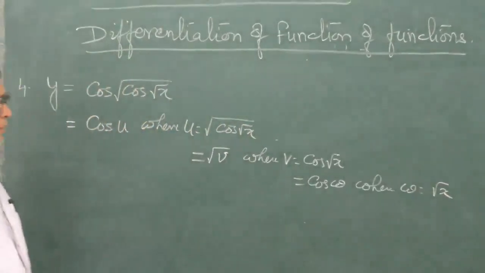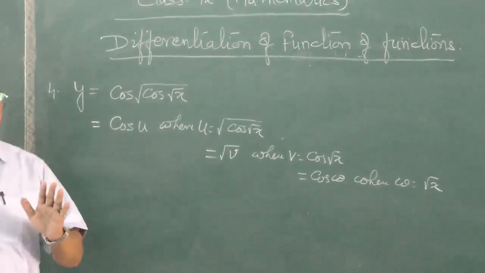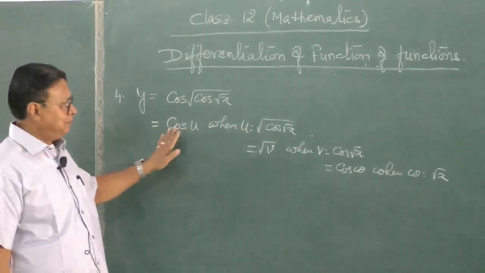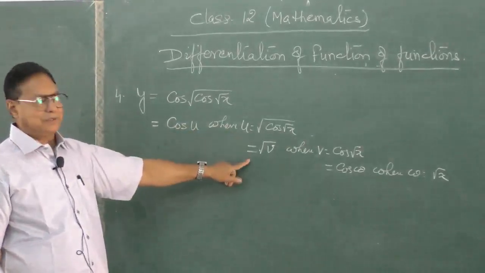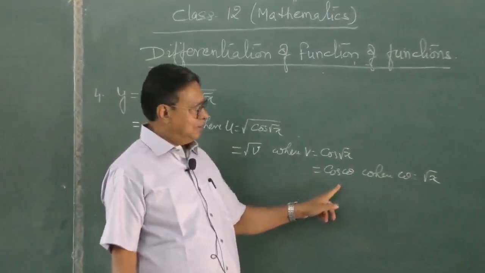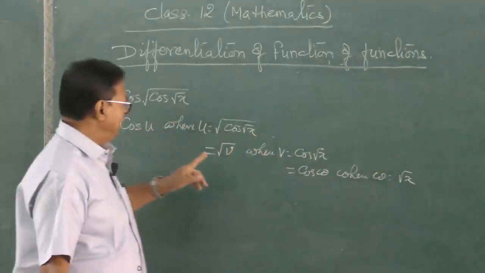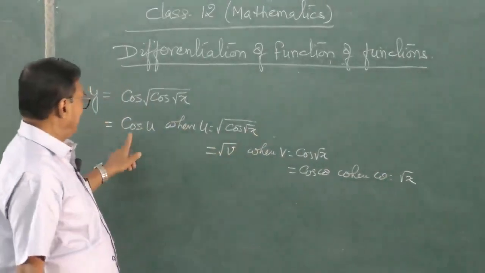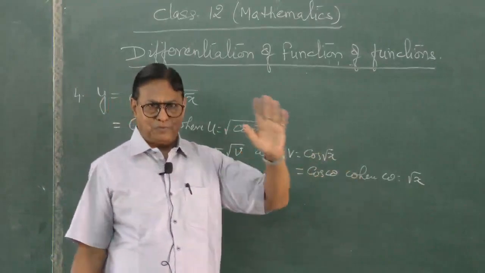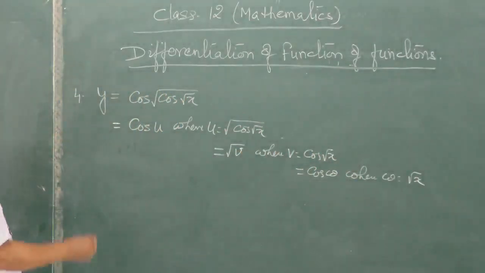So look at what we are doing. We are trying and getting it as a direct function all over. So I have written y equal to cos u is a direct function. U as root over v is a direct function. V as cos w is a direct function. W as root x is a direct function. So now it is function of a function of a function of a function. So more than one function involved. We differentiate it with respect to the variable involved.